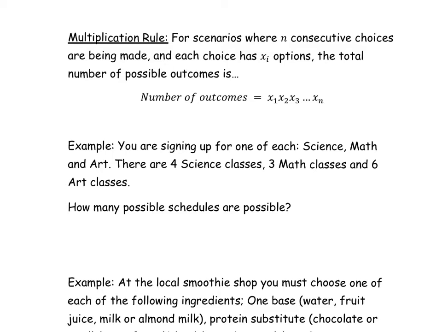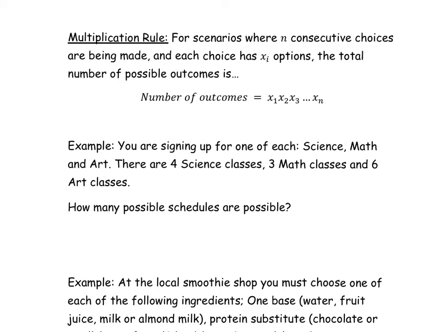Okay, the multiplication rule is a form of a permutation. And we'll get into the formula for the permutation in just a moment. But the multiplication rule is for scenarios where n consecutive choices are made, and each choice has x sub i options. So the total number of possible outcomes would be the product of each of the options for n choices. So it'll make sense here when we get into an example.